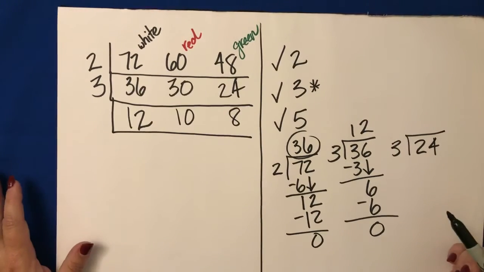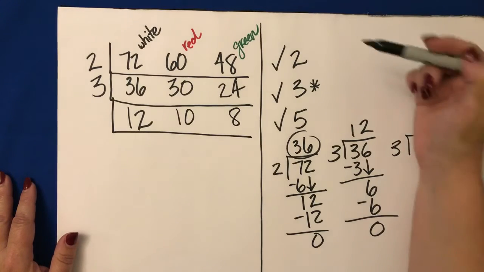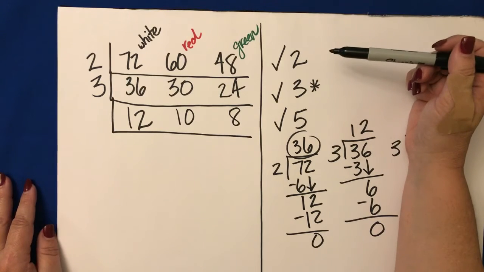What do you think? 12, 10, 8. Okay, what do you think we could start with? Are they even?